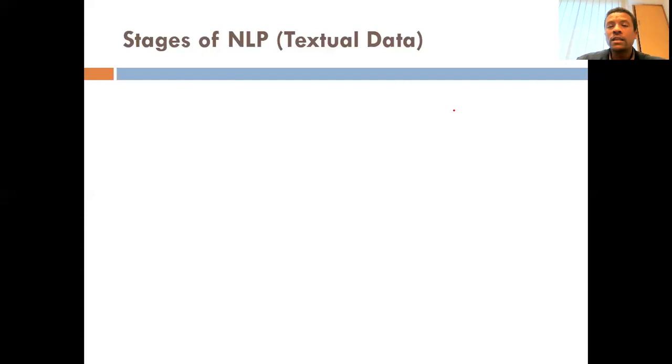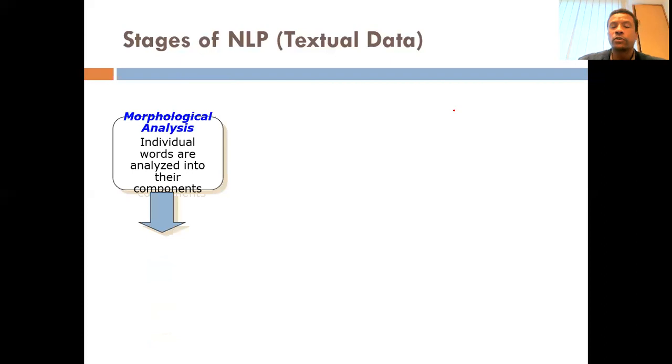So what are the different kind of stages that we have in textual data? The first one is morphological analysis, which is concerned with how individual words are analyzed into their components, as we have said earlier. If you have the word al-tasabbarkum, then identifying al, sabbar, ku, and me is what we call a morphological analysis. And for each of these segments, we are going to analyze their meaning. Because if you analyze the meaning, then you can get the whole meaning of the word.